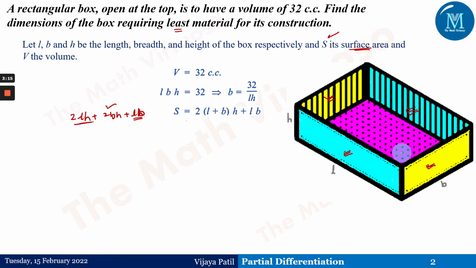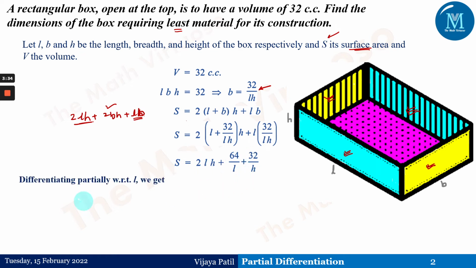We just have the base of this open-top box, and therefore we have just taken B into consideration. B is equal to 32 upon LH. We have taken that value over here. After simplification, we get S equals 2LH plus 64 by L plus 32 by H. Therefore, differentiating with respect to L, we get dou S upon dou L equals 2H minus 64 upon L square, because H would be a constant with respect to L.